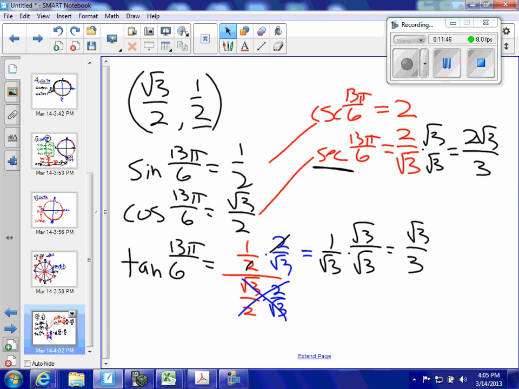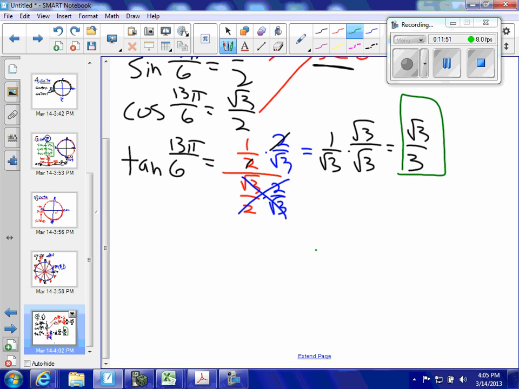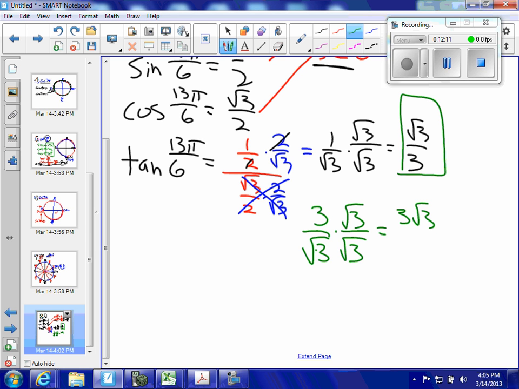And then tangent, this was my tangent. I want to do cotangent, it's just the reciprocal of that. So instead of radical 3 over 3, I have 3 over radical 3, and I will get rid of my radical in the denominator by multiplying it, and I'm going to wind up with 3 radical 3 over 3, and the 3's cancel out. So my cotangent 13 pi over 6 is equal to simply radical 3.